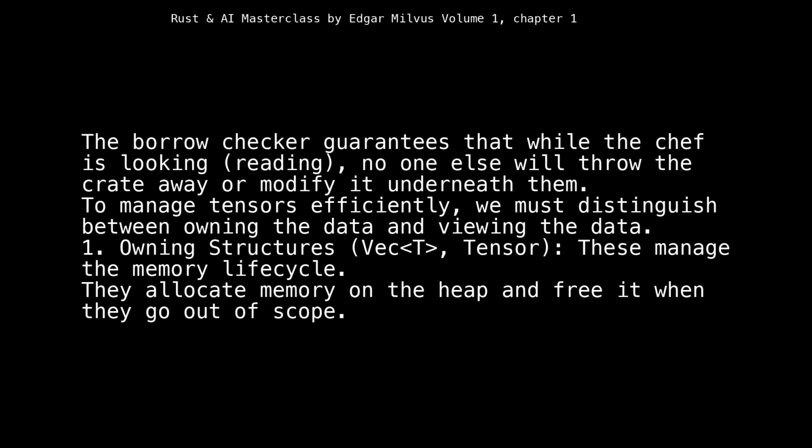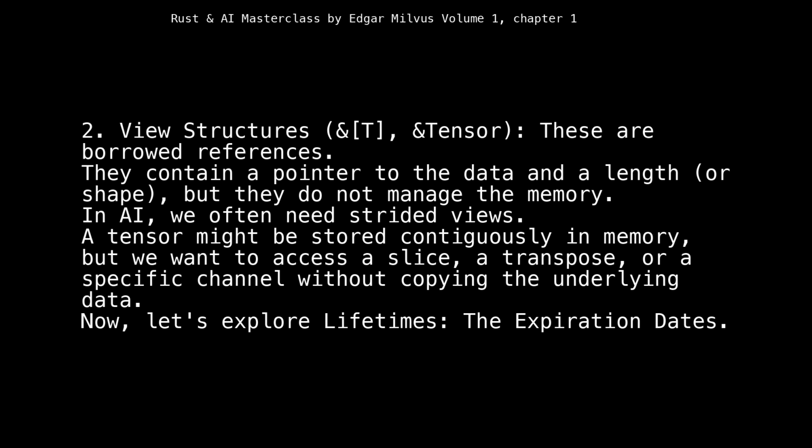To manage tensors efficiently, we must distinguish between owning the data and viewing the data. 1. Owning structures, Vec<T>, Tensor. These manage the memory lifecycle. They allocate memory on the heap and free it when they go out of scope. 2. View structures, &[T], and &Tensor. These are borrowed references. They contain a pointer to the data and a length, or shape, but they do not manage the memory. In AI, we often need strided views. A tensor might be stored contiguously in memory, but we want to access a slice, a transpose, or a specific channel without copying the underlying data.